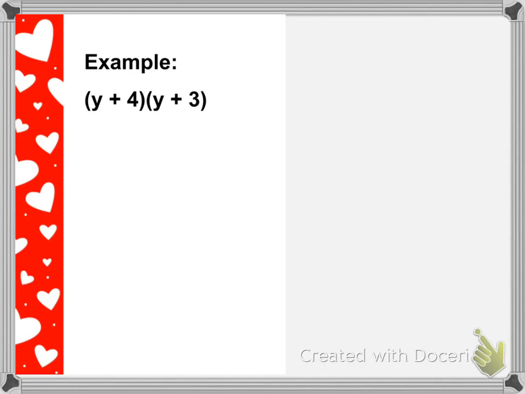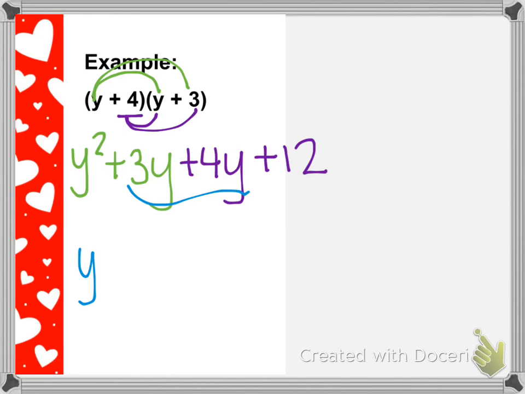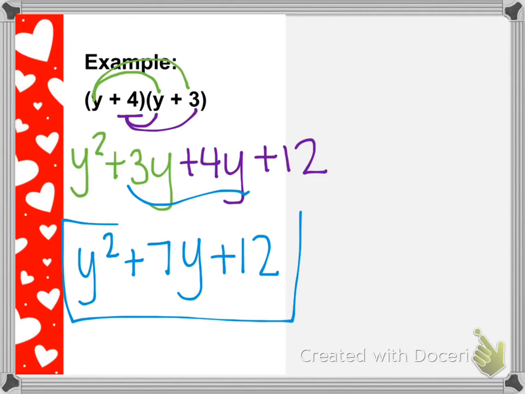The first term I have to distribute here is y. So I go y times y, which is y squared, and then y times 3, which is a positive 3y. When that is done, then I go to my next term and I distribute the 4. 4 times y is 4y. 4 times 3 is 12. Then I combine my middle terms. So I have y squared plus 7y, because 3 plus 4 is 7, plus 12. That's it. Final answer is 3 terms.